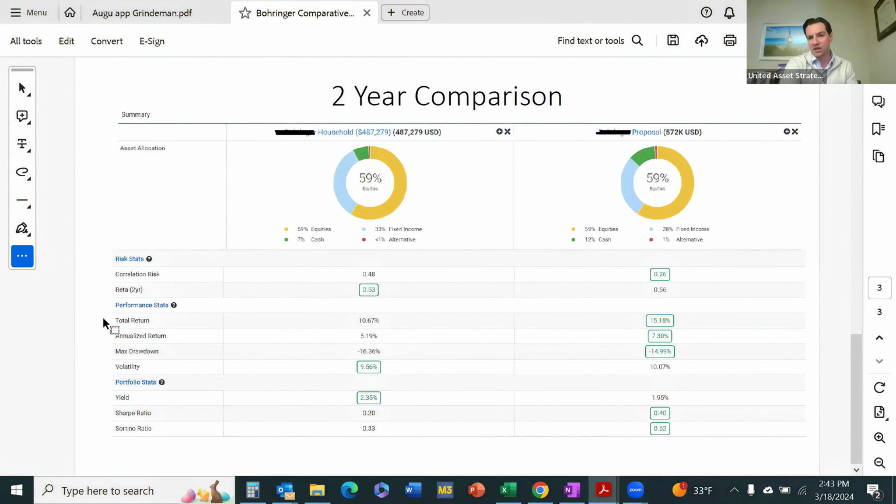But then once we go down into the net total returns, you can see that on the proposed side, those increased over the 2-year period.